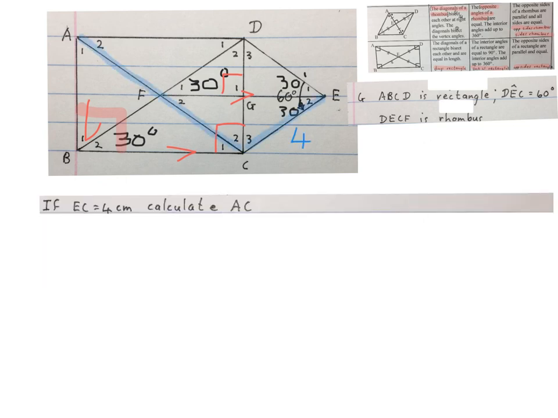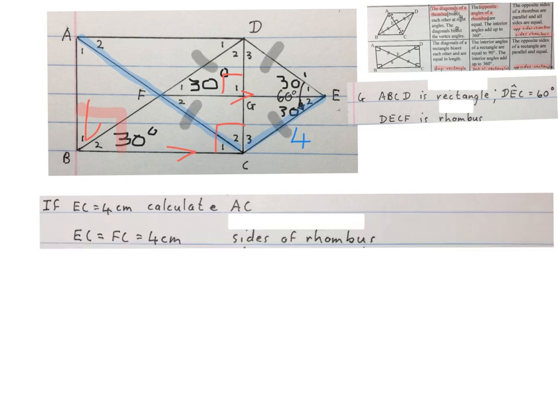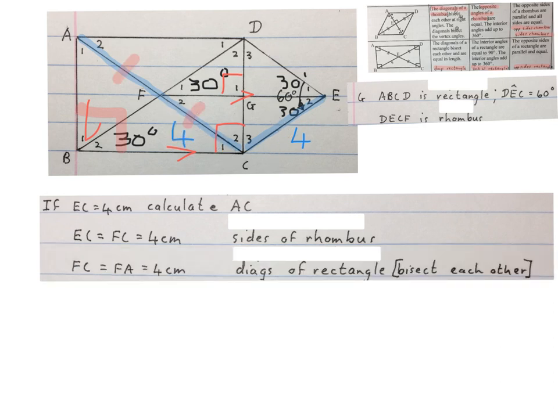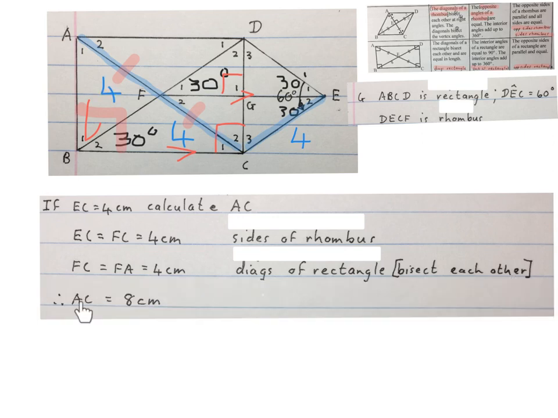The last part of this rider says, if EC is equal to 4 centimeters, that line there, calculate the length of AC. One way to answer it is to write EC is equal to FC is equal to 4 centimeters, sides of a rhombus. All four of these sides are equal, so this one and this one will be equal. Next, we can write FC is equal to FA is equal to 4 centimeters because of the diagonals of a rectangle. They bisect each other. And therefore, your final answer, AC equals 8 centimeters.